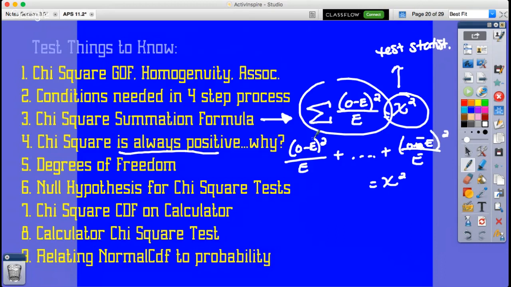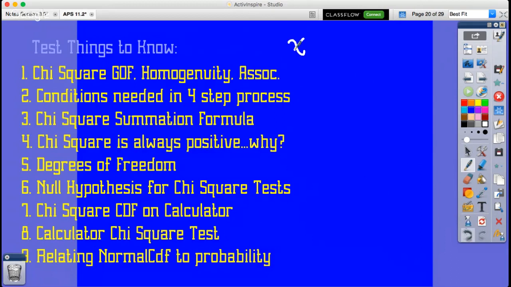It's always positive. We already kind of hit on that because we're squaring a value. Anytime we square a value, we're just seeing the distance that's away from it. And that allows me to see what the test statistic is, how far are my expected and observed away from each other.